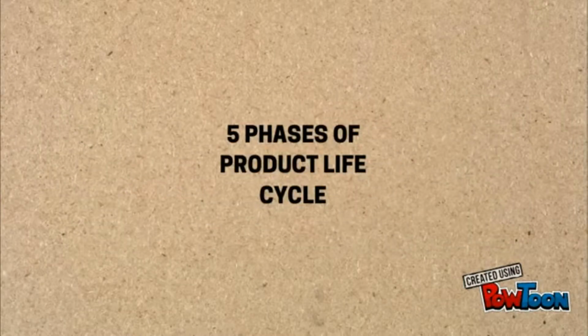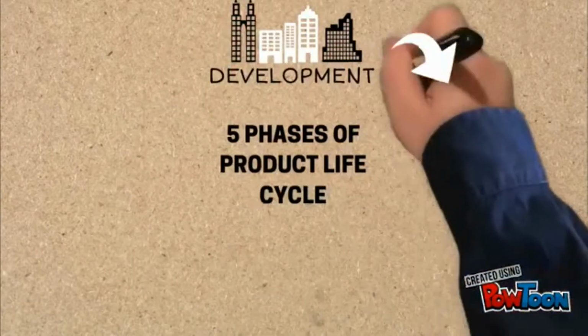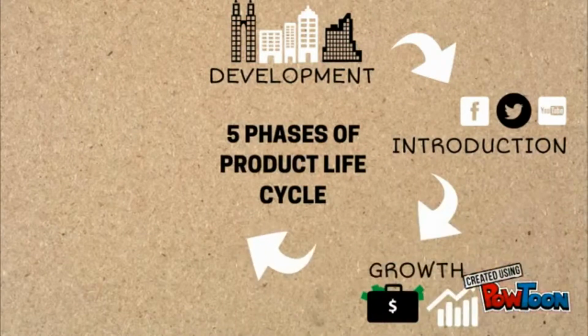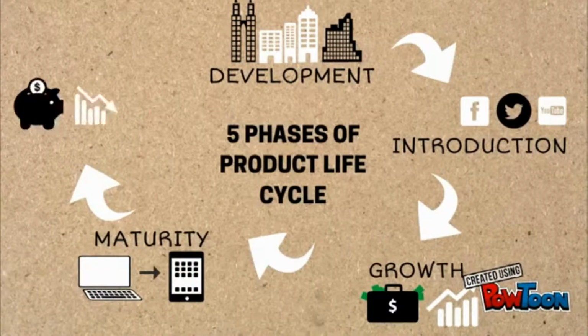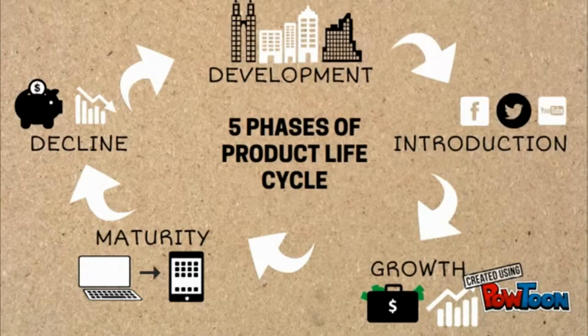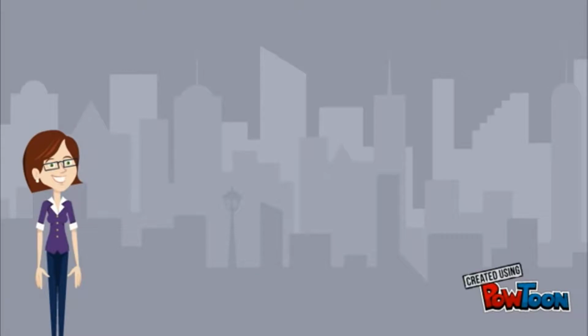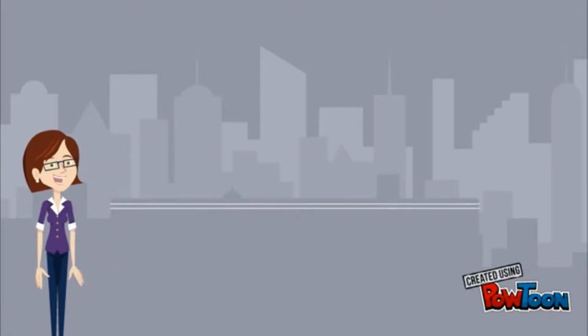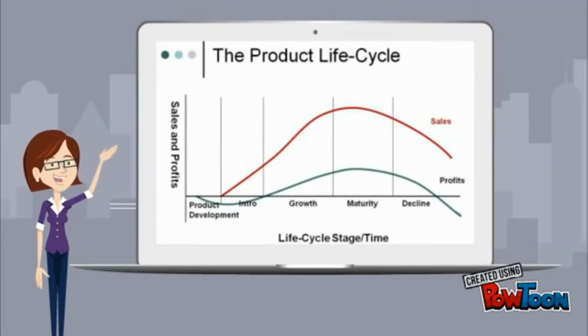So, there are 5 phases in the product life cycle, which are development, introduction, growth, maturity, and lastly decline. These phases will help the life cycle cost maker to identify the costs incurred in each phase. This technique is to identify the total cost of the product over its life cycle.